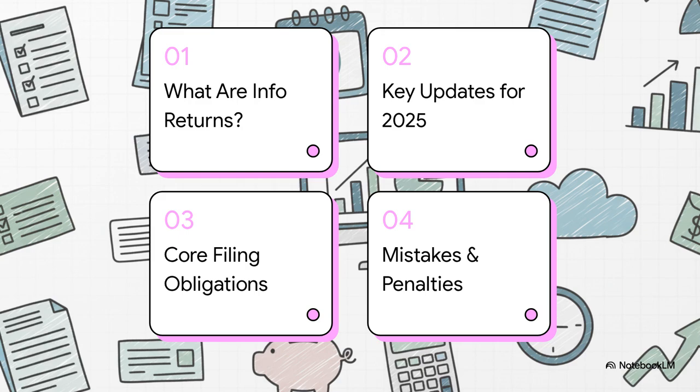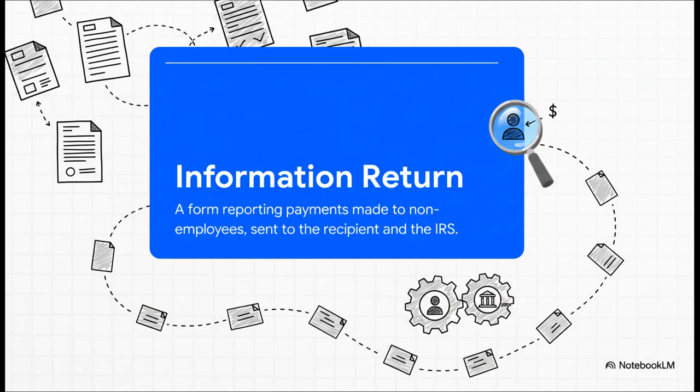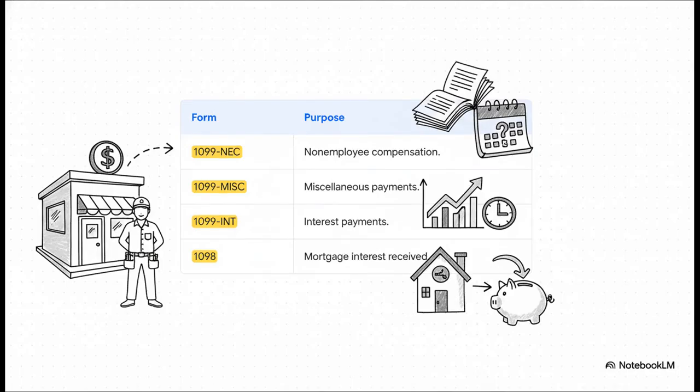Let's get into it. Okay, so let's dive right in and start with the most basic question of all. What in the world is an information return? The main thing to get your head around is that this is not a tax bill. It's more like a report card. You're simply telling the IRS, hey, just so you know, I paid this person this much money. It's all about connecting the dots so the IRS can see the payment you made matches the income that person reports.